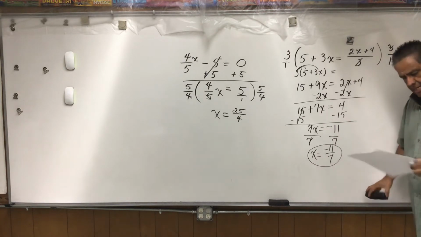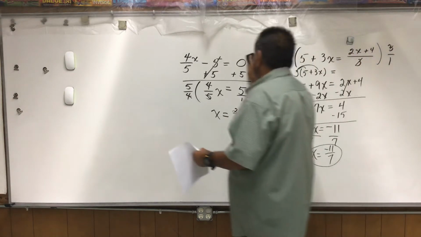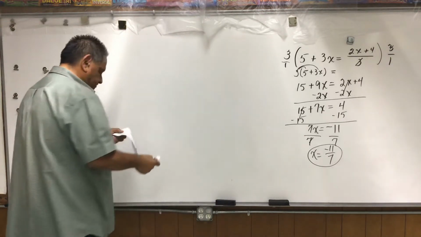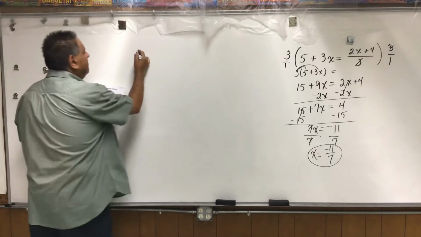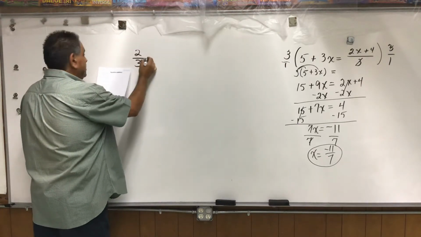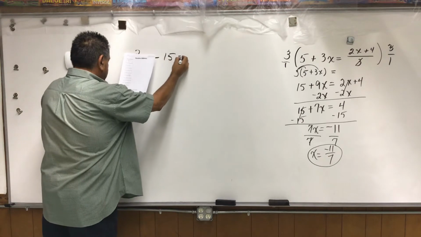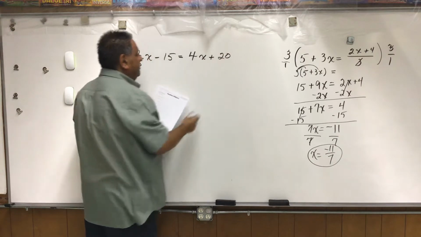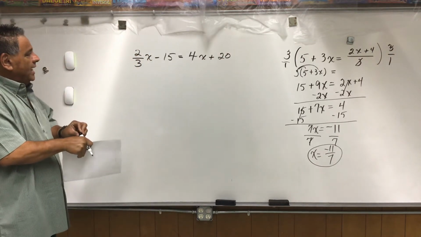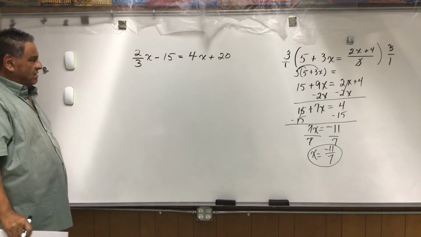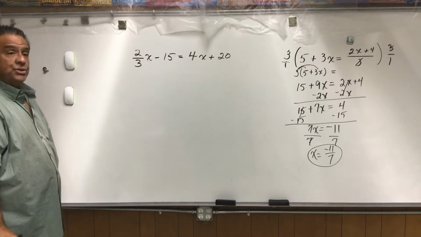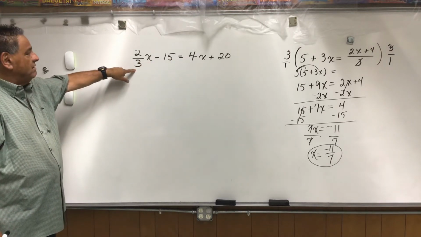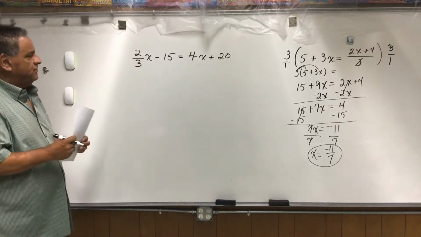Let's see. We'll do one more. So if I have 2/3 x minus 15 is equal to 4x plus 20, something of that nature. Okay. A couple of things you could do here. The same procedures we did over here. I want to eliminate this fraction. So there's a couple of ways of doing it.